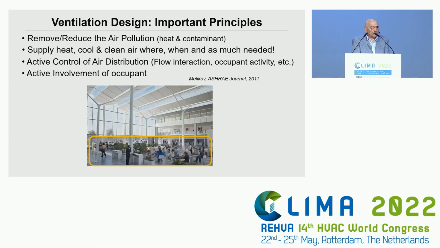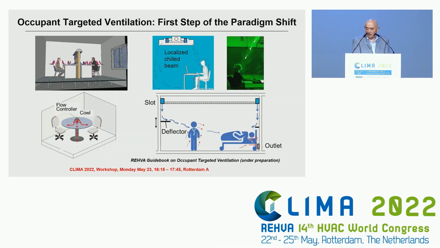And we have to make the air distribution in a way that we can exercise active control, considering the airflow interaction, considering the occupant behavior, density, and so forth. And it is very important that we involve occupants in this process of generating their own microenvironment, because there are huge differences between people. And the easiest way to do this is to focus on occupant-targeted ventilation.